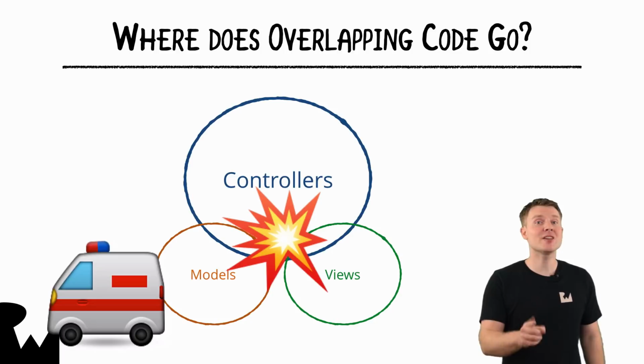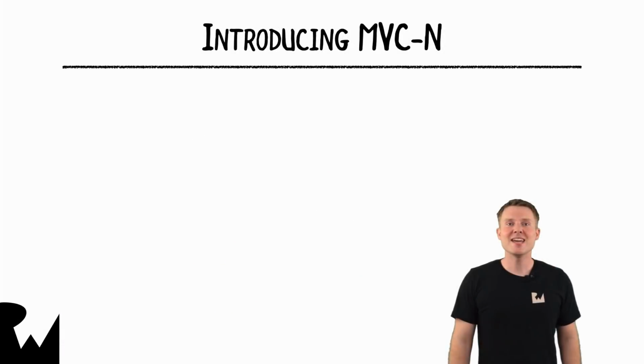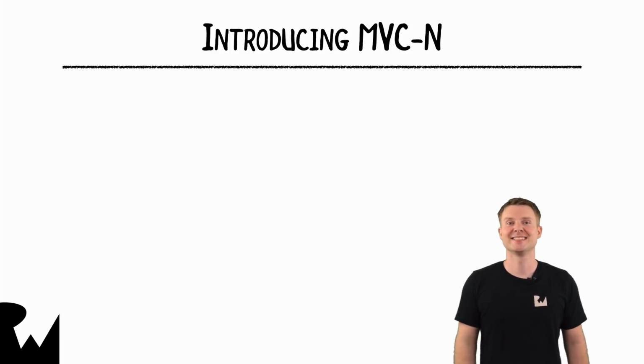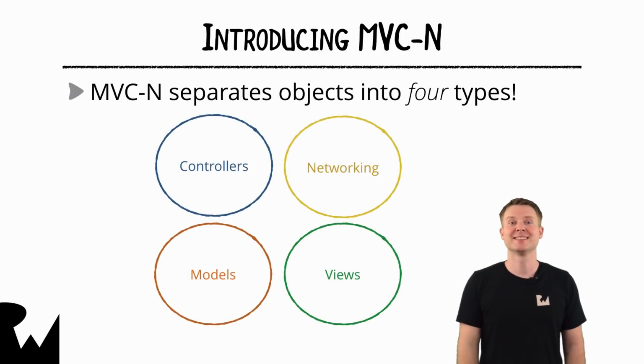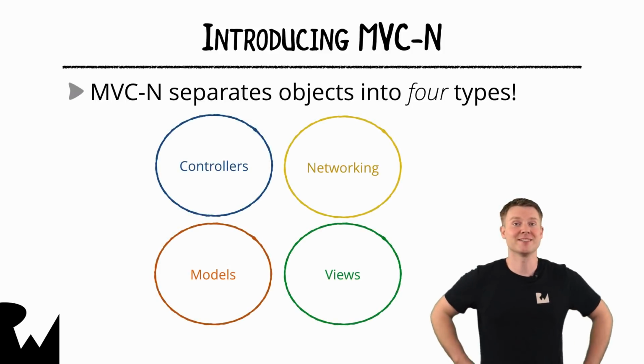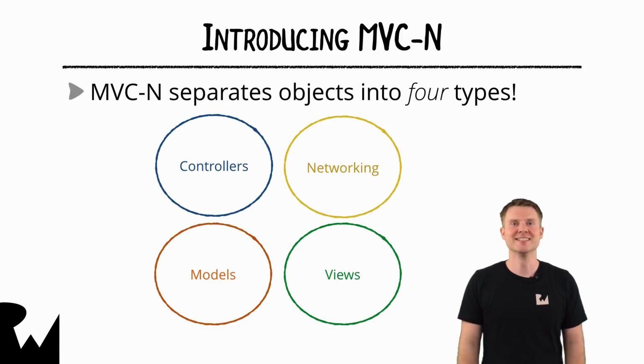Fortunately, there's another pattern that can help. Introducing the Model View Controller networking pattern. This is even better than MVC because it separates objects into 4 types. 4 is better than 3, right? Yes it is.